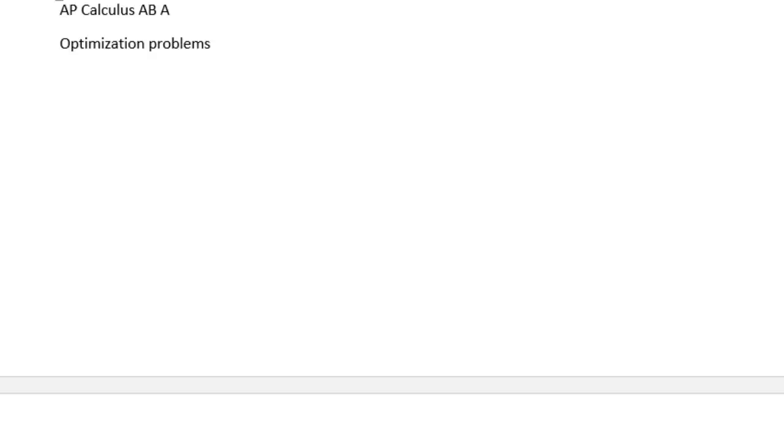Okay, so optimization problems are something just absolutely neat that we can actually solve with AP Cal. Well, any kind of calculus, but optimization problems are the big ones. All right, so let's take a look.